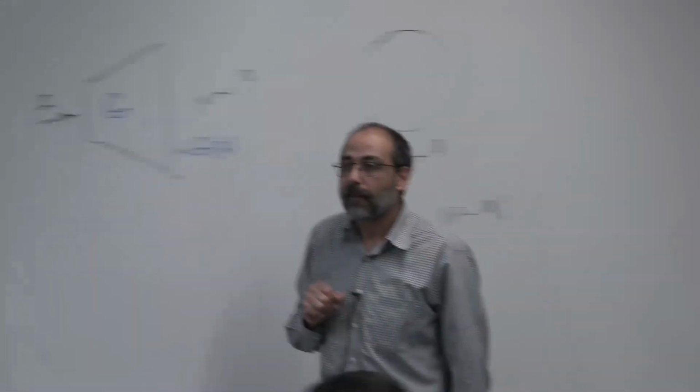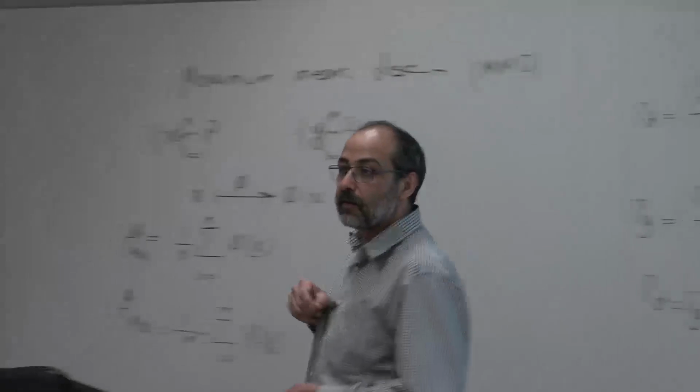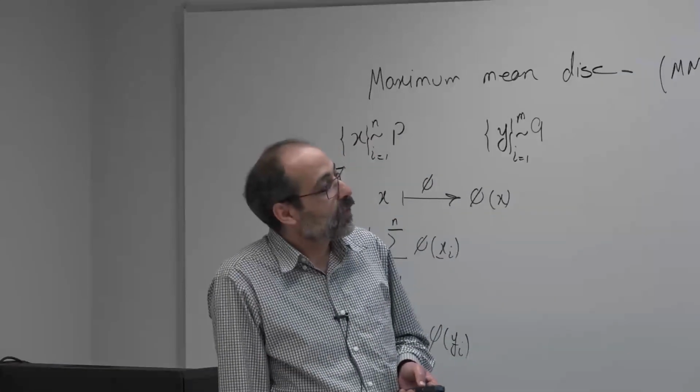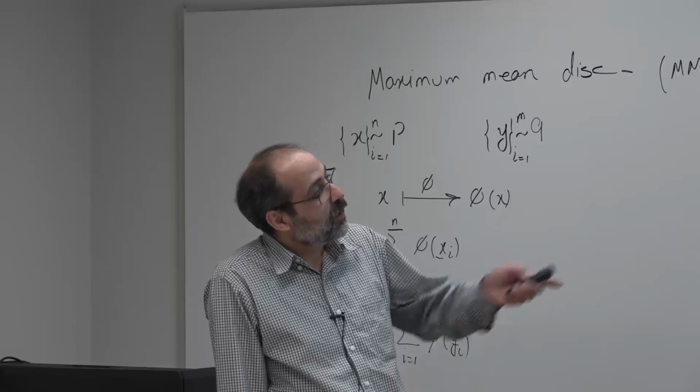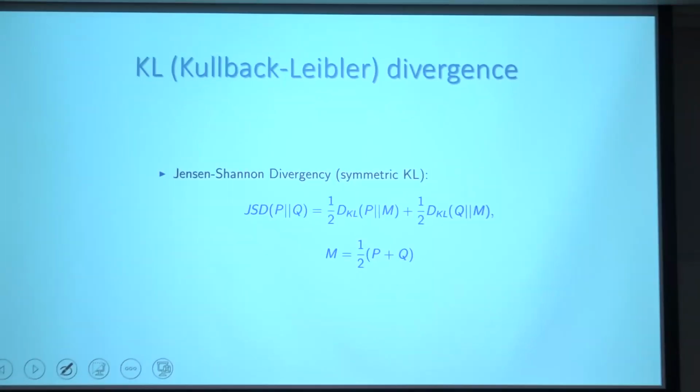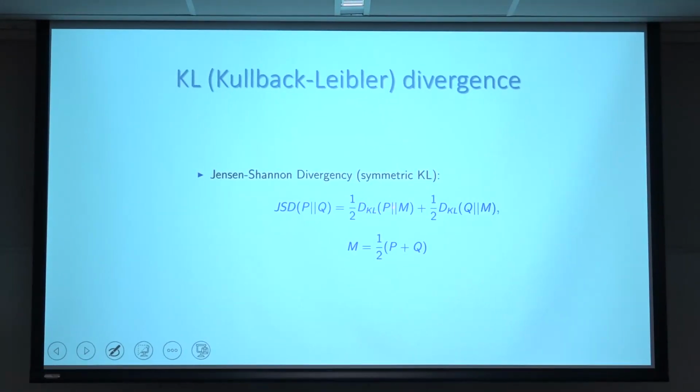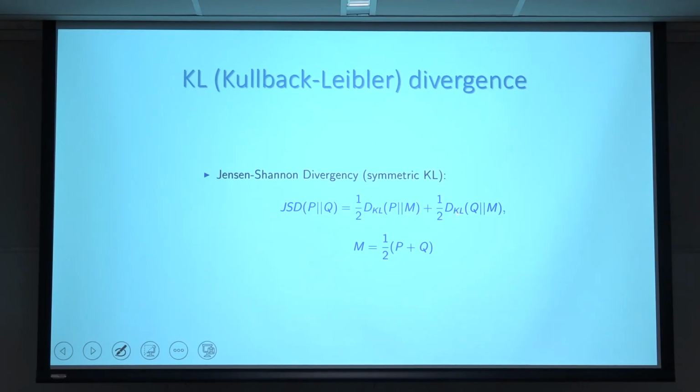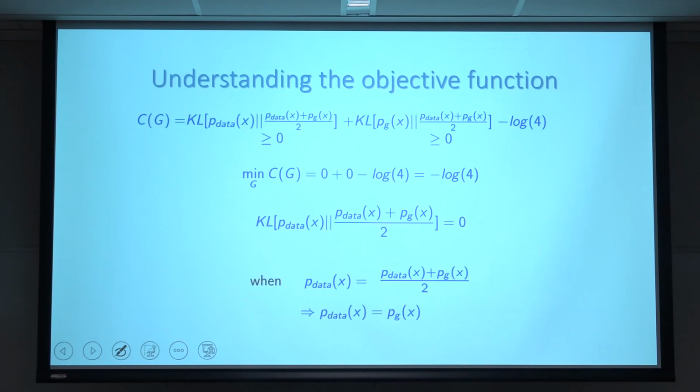Why the division by 2 to get to this? Couldn't we write the KL divergence without dividing by 2? This is basically the symmetric KL divergence. By definition, symmetric KL divergence is the KL divergence of P with respect to M and the KL divergence of Q with respect to M, because it's not symmetric, where M is P plus Q over 2. And that's exactly what's happening here. One term is P data with respect to M, the other is PG with respect to M, and M is P data plus PG over 2.